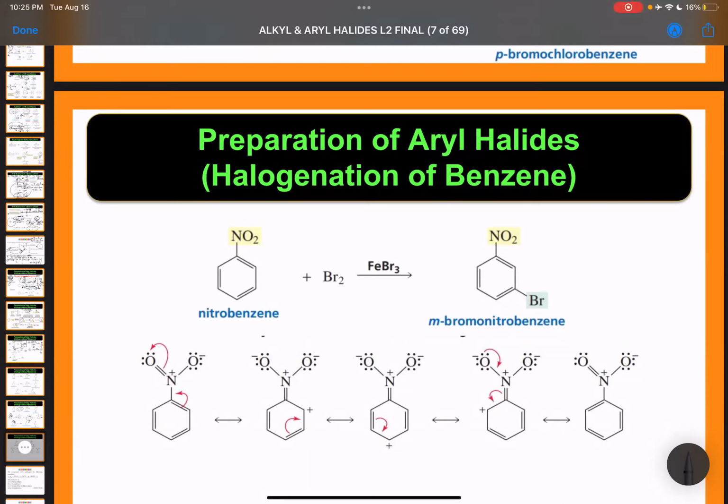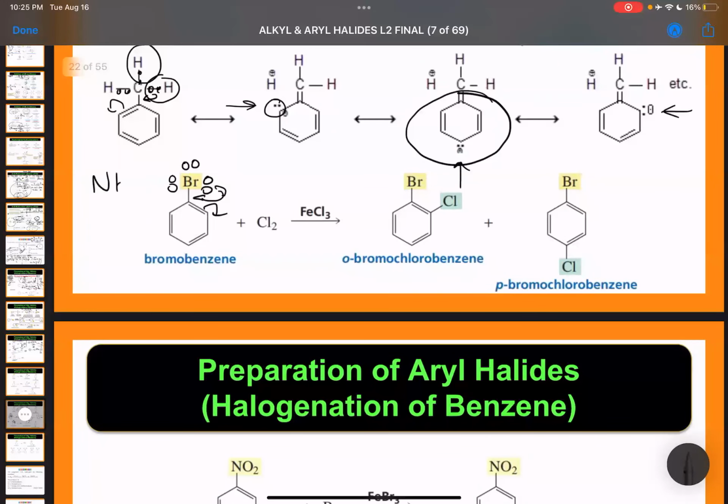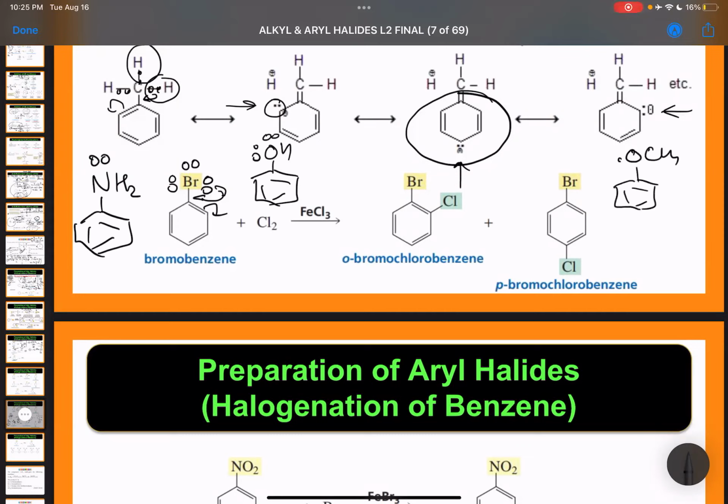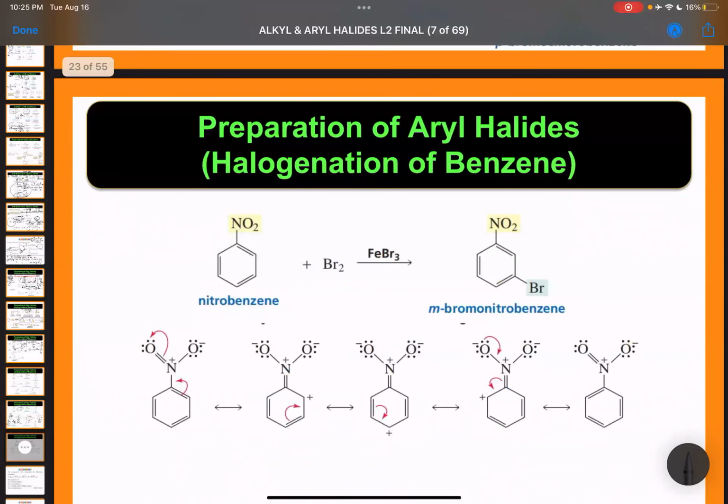All of those groups, like NH2 in aniline, that also has a lone pair. Phenol, that also has a lone pair. Anisole, that also has a lone pair. So all these lone pair containing groups are ortho para directing for electrophilic aromatic substitution. And the methyls are also ortho para directing. Alkyl groups are also ortho para directing. But what about NO2? There is a difference between NH2 and NO2.